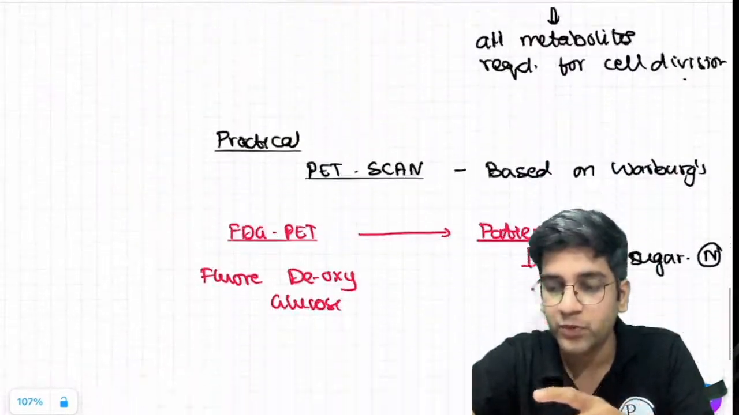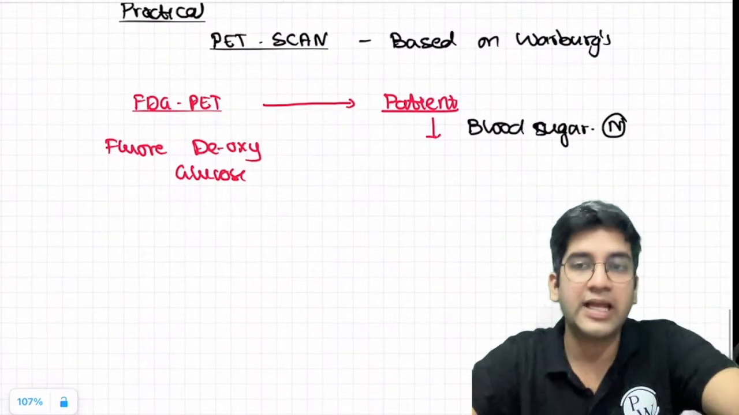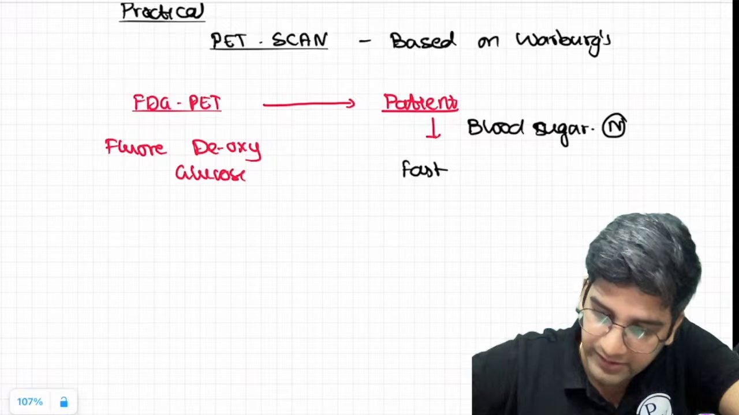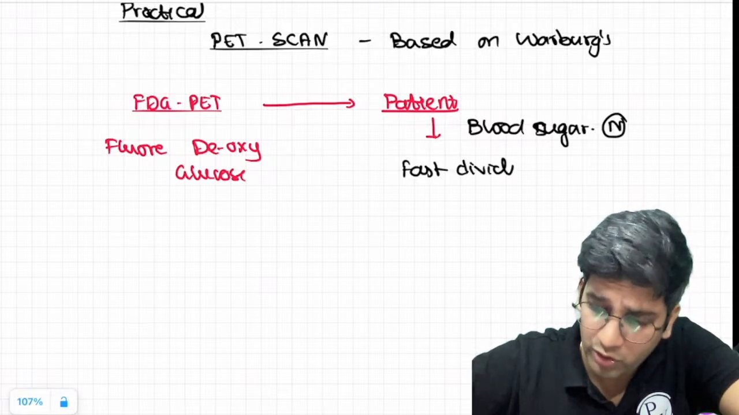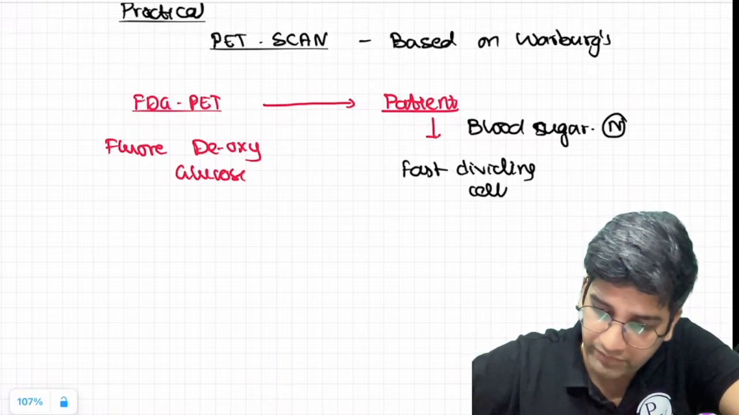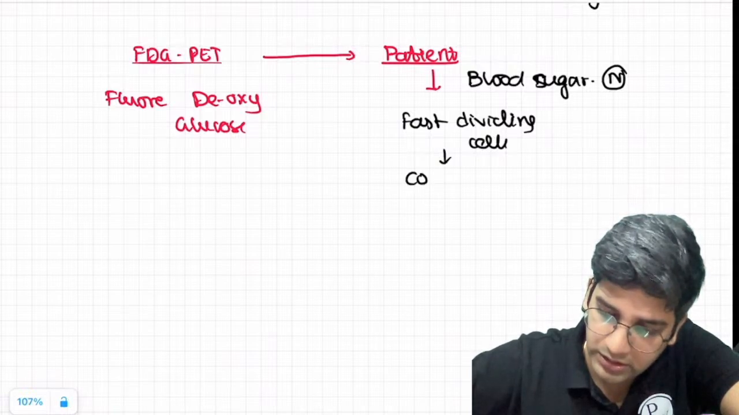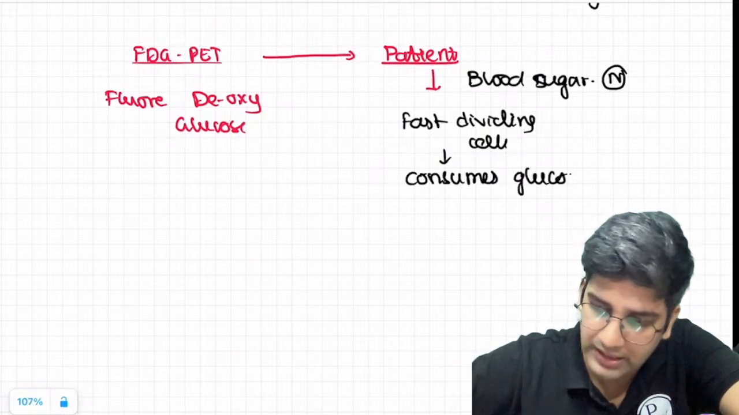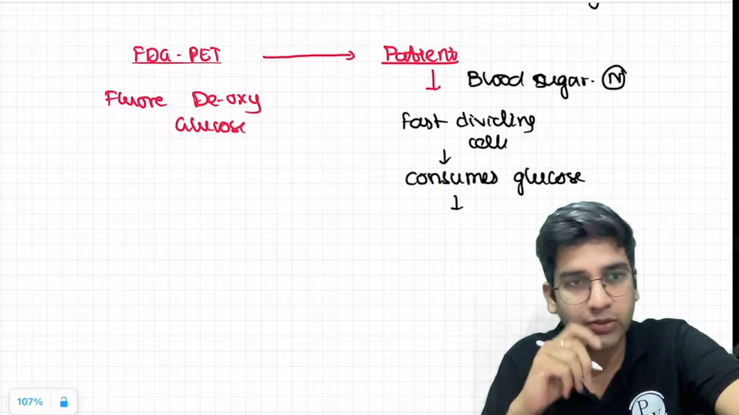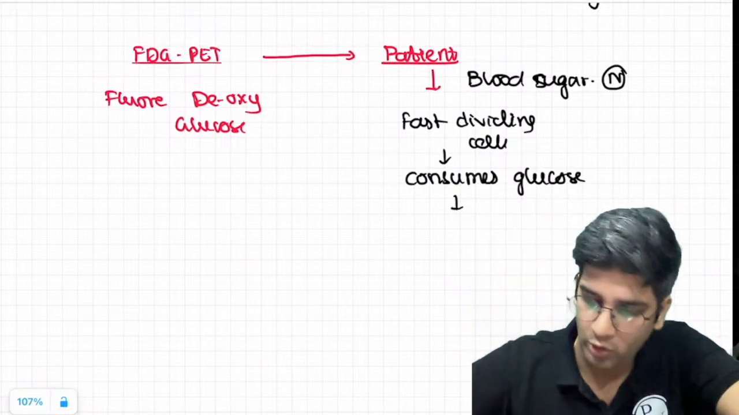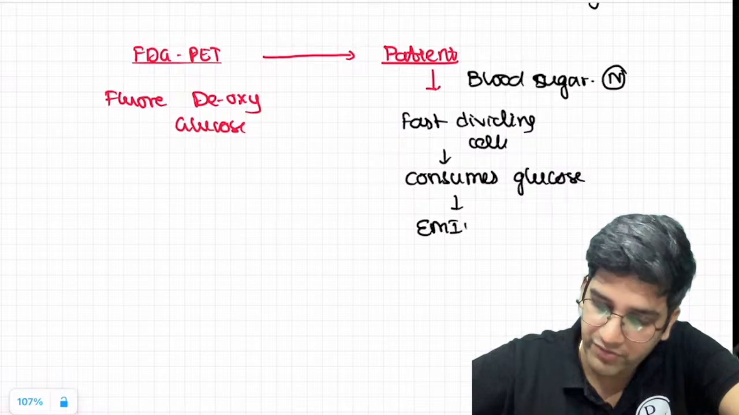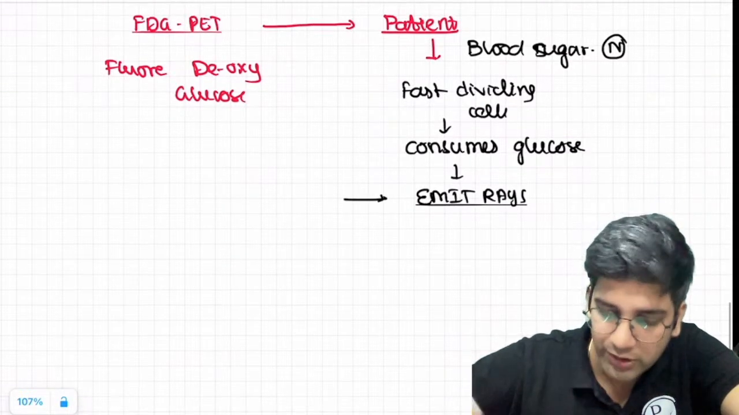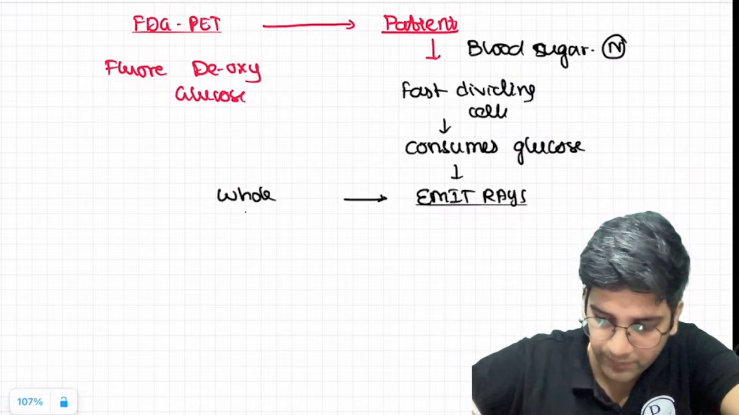So what happens here is, whenever the blood sugar is normal and FDG is injected inside, all the fast dividing cells, which include obviously tumor cells, will consume the glucose. After consuming glucose by aerobic glycolysis, will it emit radiation? Obviously, it will emit radiation because it is fluorescent tagged, right? And then I do a whole body scan to identify that.